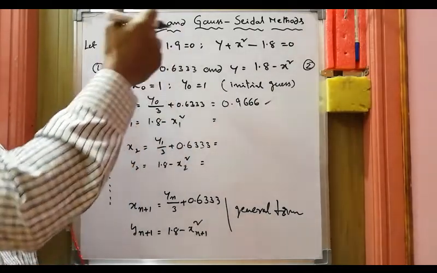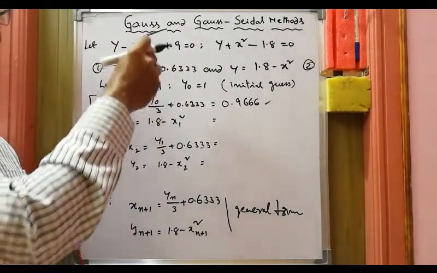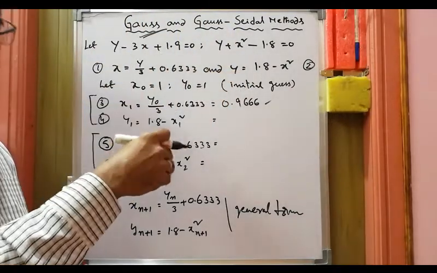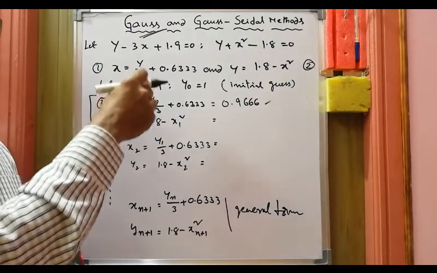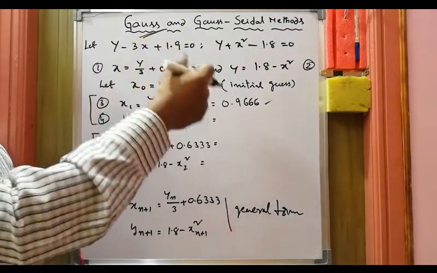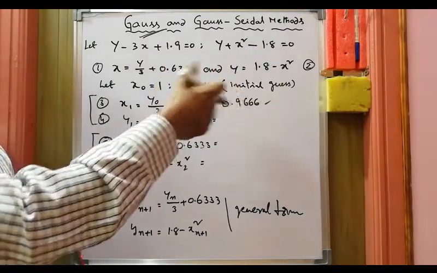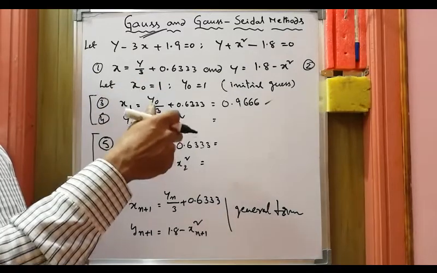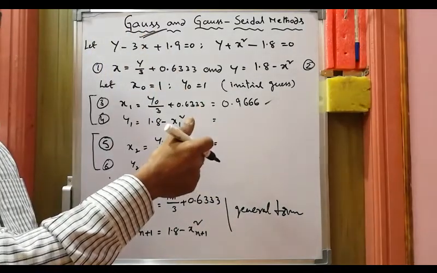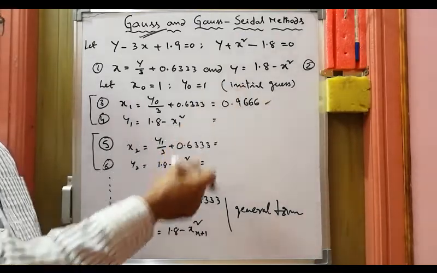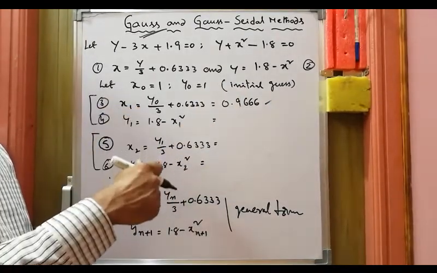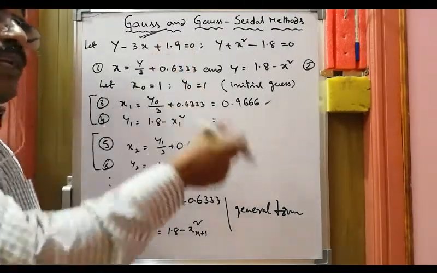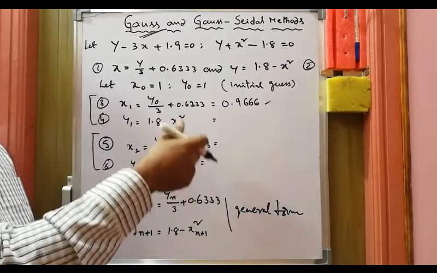Suppose there are three equations x, y, z. You will be substituting x naught, y naught, or you are guessing x naught, y naught, z naught, and in substituting x naught, that is x1, you will be substituting y naught, z naught as usual. While going for y1, you substitute x1, which is already available, and then z naught, and finally when you go for z1 you substitute x1 latest, y1 latest, because they are already evaluated.